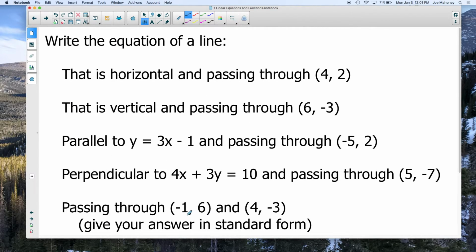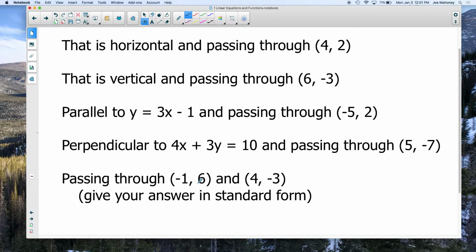So if you want to take a minute or two and write the equations of these lines that have these criteria to them, give it a shot.